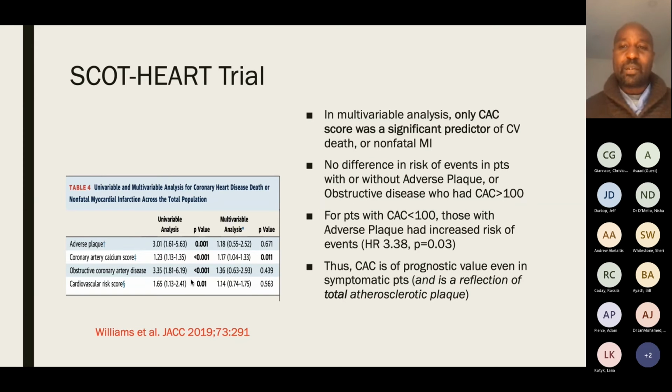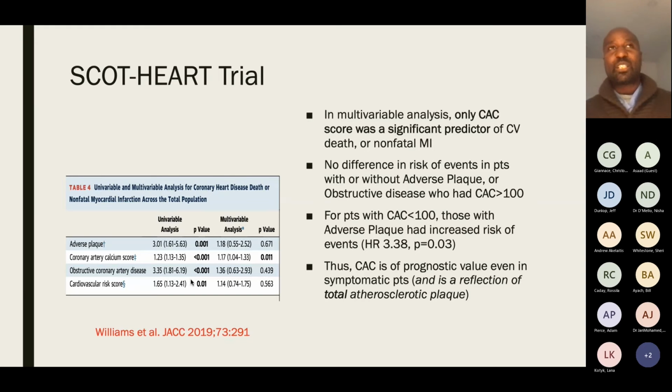Interestingly, when they did multivariable analysis, the only thing that remained a significant predictor of cardiovascular death or non-fatal MI was coronary artery calcium score. So there was no difference in the risk of events in patients with or without adverse plaque features, with or without obstructive disease, when their calcium score was greater than 100. If you had a low calcium score, so less than 100, those with adverse plaque then did have increased risk of events. So it seemed that once your calcium score got higher, it seemed to be the more powerful prognosticator and outweighed all other features.